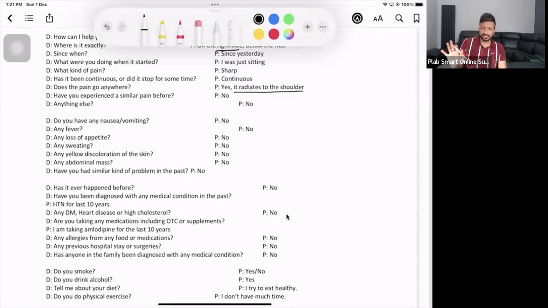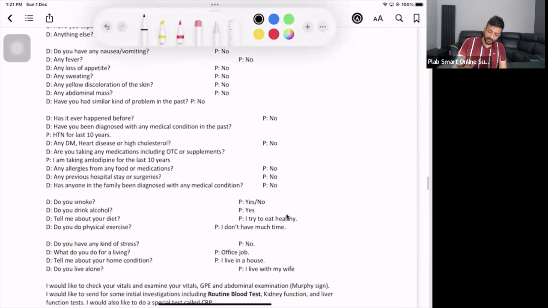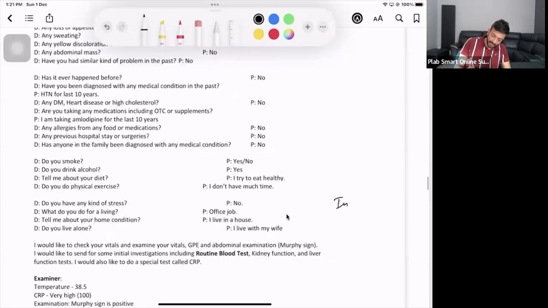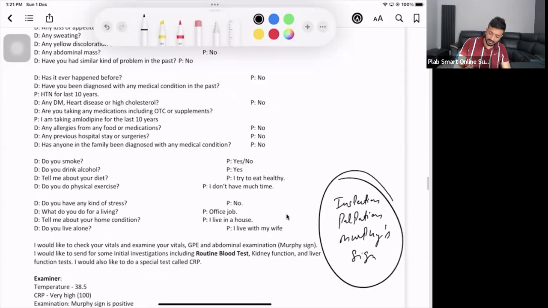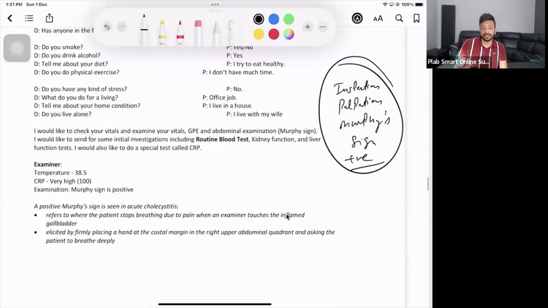So you can ask all those associated symptoms and all. Quick past personal history as well. Then when you do the examination, I want you to do the inspection of the tummy. Then I want you to do the palpation of the tummy, and please make sure you do the Murphy's sign, right? And it's going to be positive, which will tell you the patient has got acute cholecystitis.